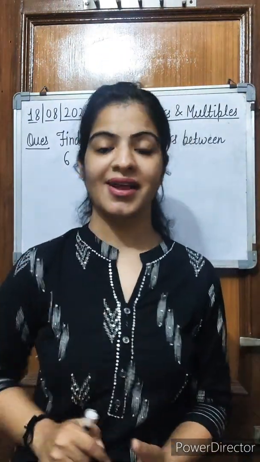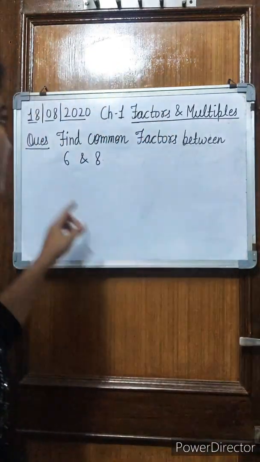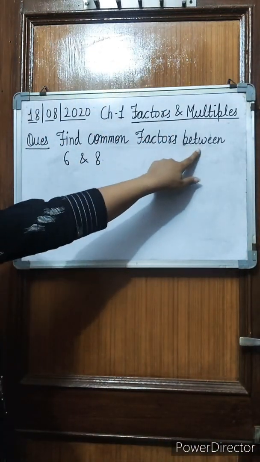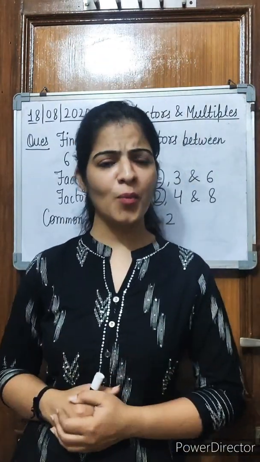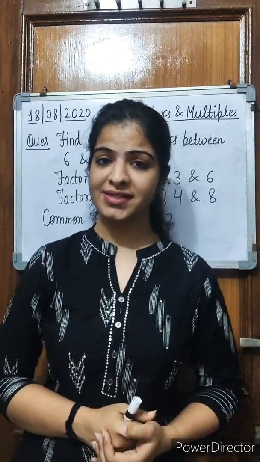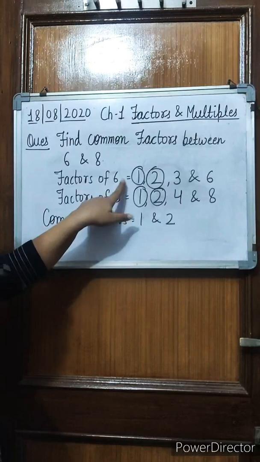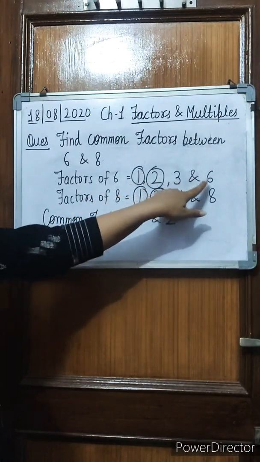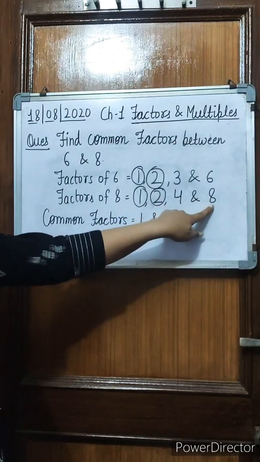Now it's your turn. I am giving you one question and you have to think about it. After 2 seconds, I will be back. So what is our question? Our question is find common factors between 6 and 8. Now I am back again and I hope you have done this question. So let's discuss. The factors of 6 are 1, 2, 3 and 6. The factors of 8 are 1, 2, 4 and 8.